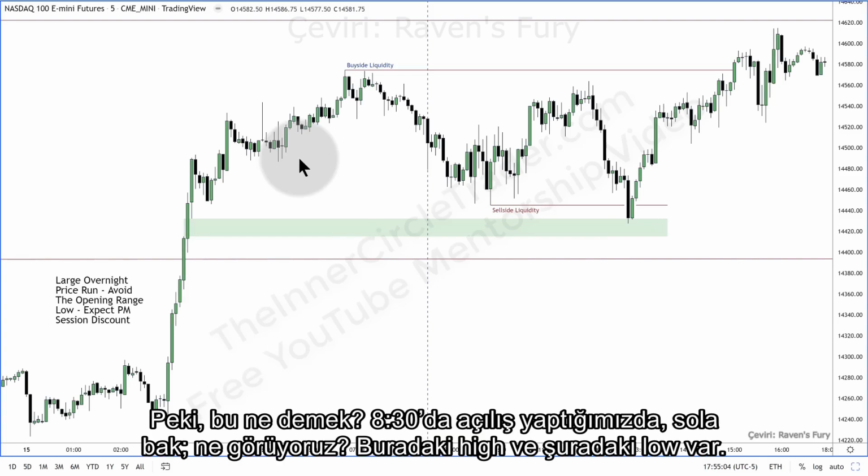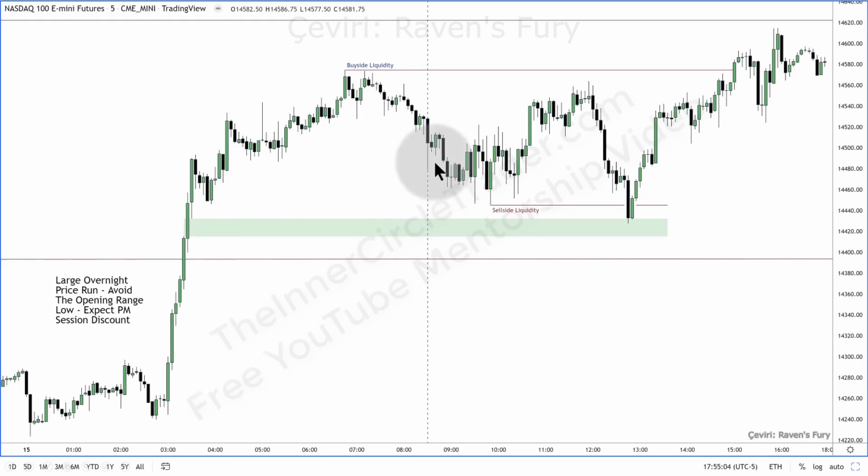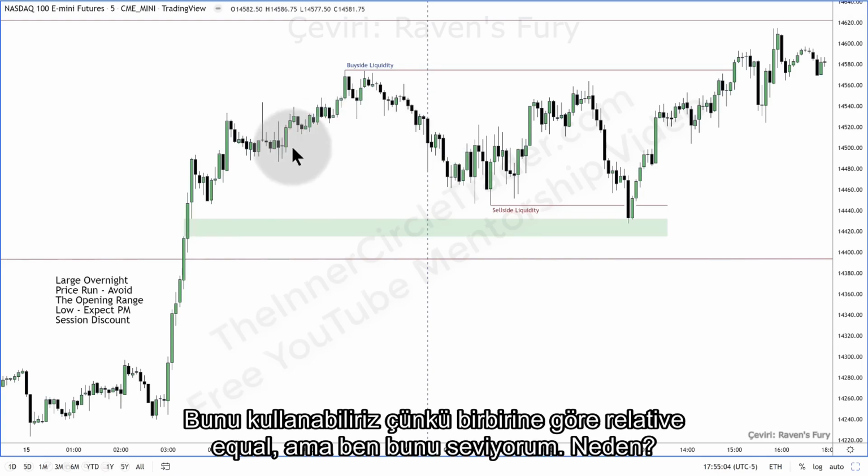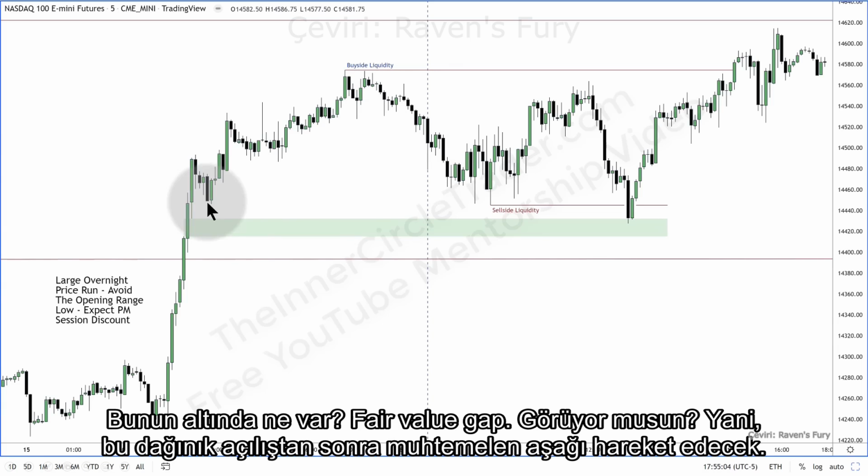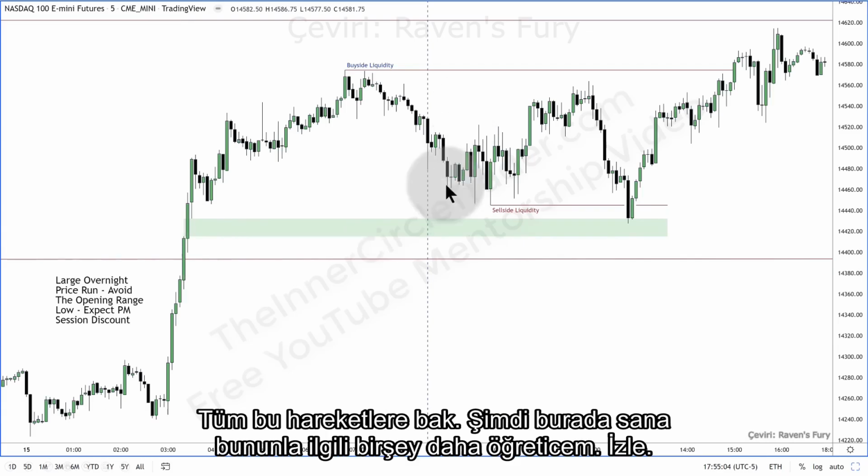Now, what does that mean? Well, when we have it opening here at 8:30, look to the left. What do we have? We have this high here, and we have the low over here. We can use this one because they're relative equal, but I like this one. Why do I like this one? What's below it? Fair value gap. See that? So it's likely to trade down after it creates this sloppy opening.